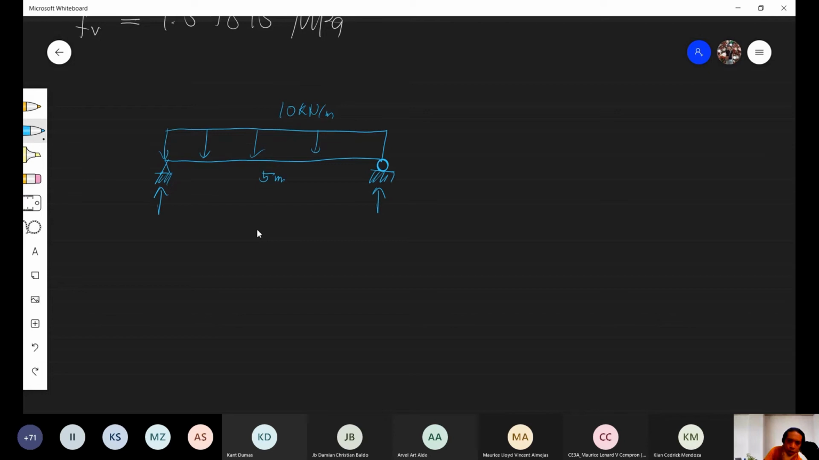5 times 10, that's 50 kilonewton. Divide by two, this is 25 kilonewton. Right? 25 kilonewton. Okay, then we will draw the shear diagram, then the moment diagram. Okay, are you familiar with the area method?